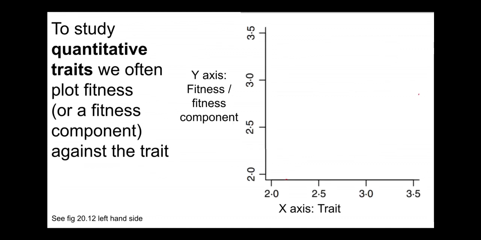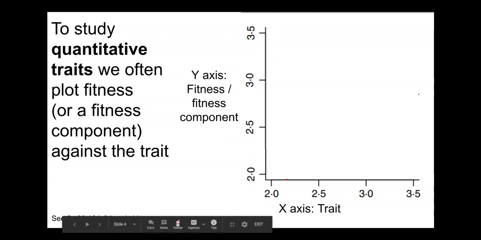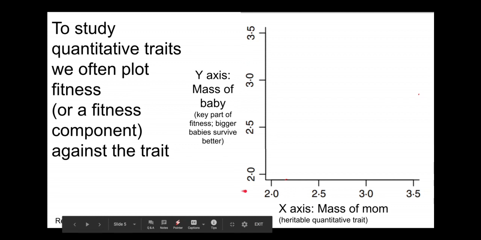In order to study quantitative traits, what we often do is plot a fitness component, like number of offspring or size of offspring, against the quantitative trait. So in this case, on the x-axis we're going to plot our trait, and on the y-axis we're going to plot our fitness component. In this particular example, the trait is the mass of the mother.